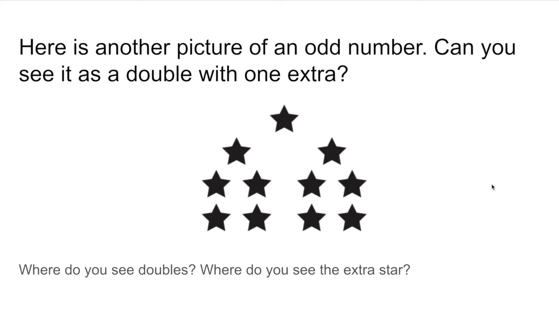Here's another picture of an odd number. Can you see it as a double with 1 extra? Where do you see the doubles? Where do you see the extra star? Pause the video if you need more time to look at this.